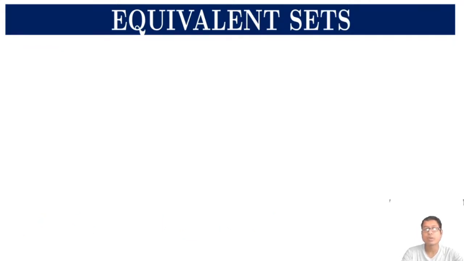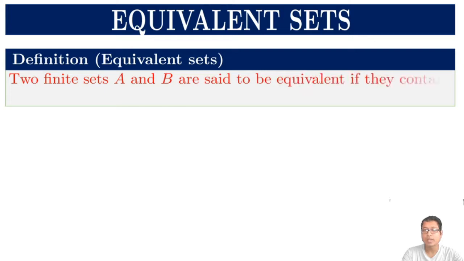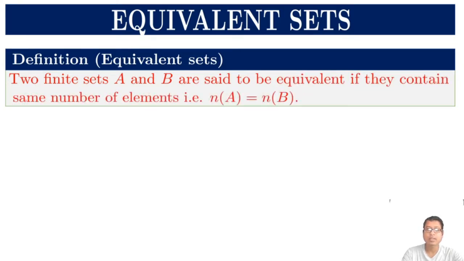Now let me talk about equivalent sets. Two finite sets A and B are said to be equivalent if they contain the same number of elements, that is n(A) is equal to n(B).